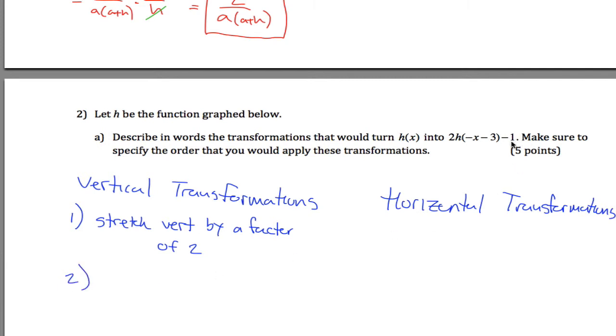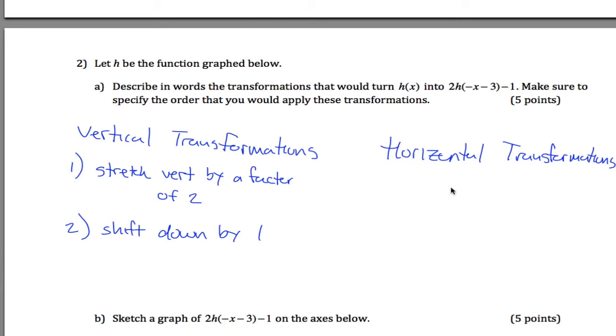Second thing we want to do, take care of this negative 1, shift maybe down by 1. Over on the horizontal side, we have two different types. Kind of have this negative 3 here, which is going to shift us to the right by 3. And this negative 1 in front of the x, which you can either think about as stretching by a factor of negative 1 or flipping horizontally.